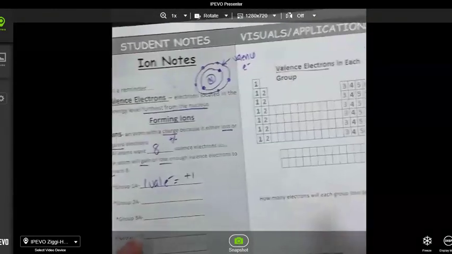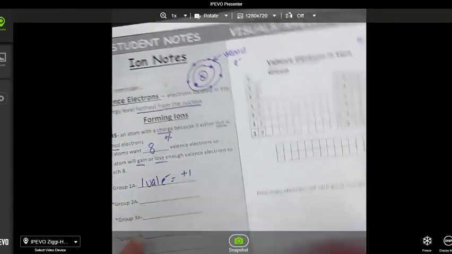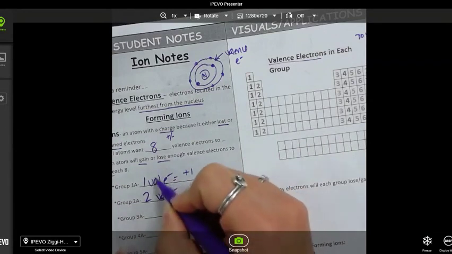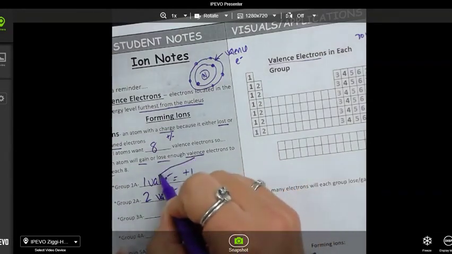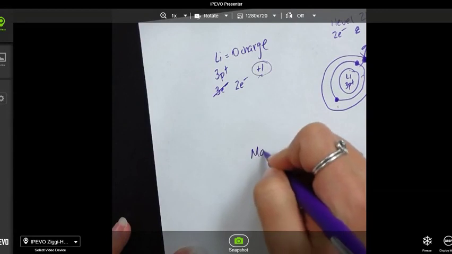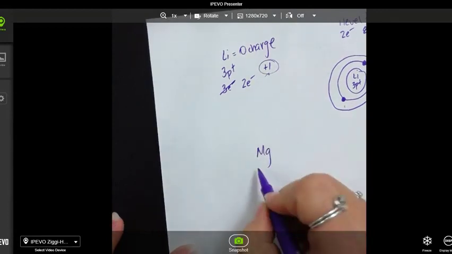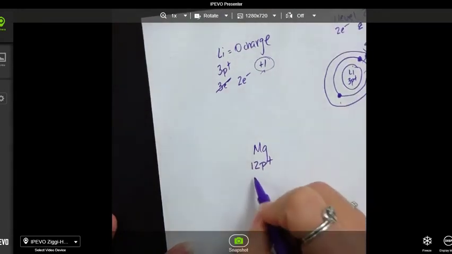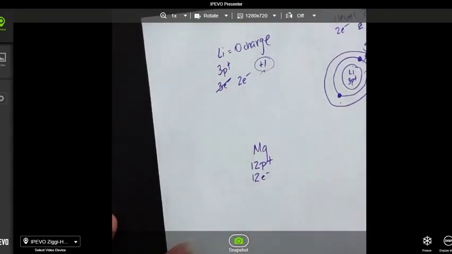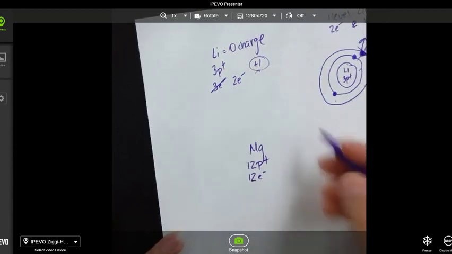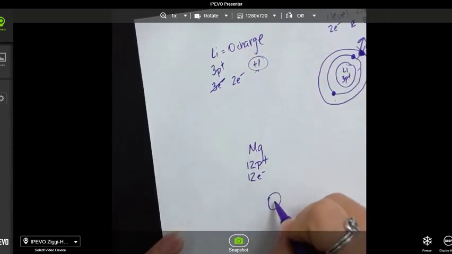Okay, group 2A has 2 valence electrons. These have 2 valence electrons, and I'm abbreviating valence with VAL. Valence, VAL, okay? Now, if I look at the next element, let's do magnesium. Magnesium, okay, we know magnesium has 12 protons because its atomic number is 12, and typically it would have 12 electrons if it's neutral.